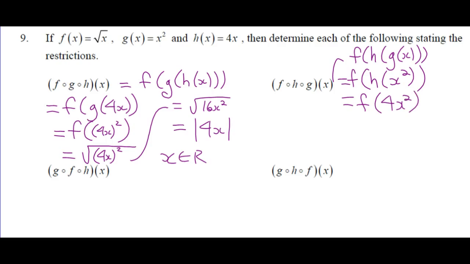What does f say to do? Take the square root of 4x squared. What's the square root of 4x squared? Plus or minus 2x. What's the fancy way of writing plus or minus 2x? Absolute value of 2x. Okay. If we take the absolute value of 2x, we're just saying we're going to make that positive.